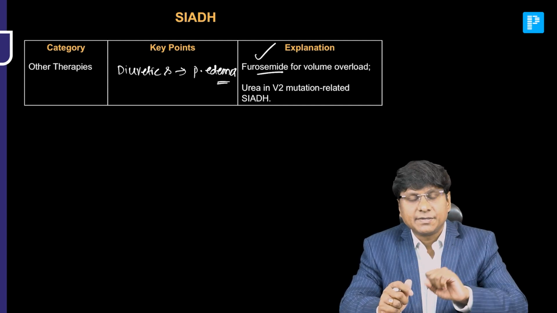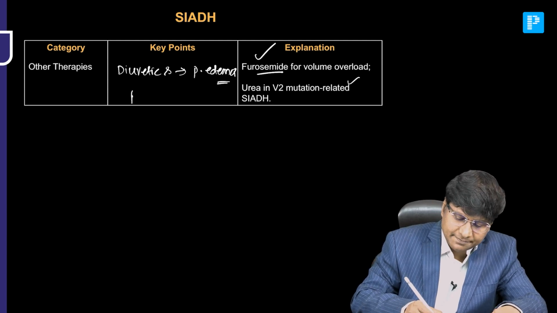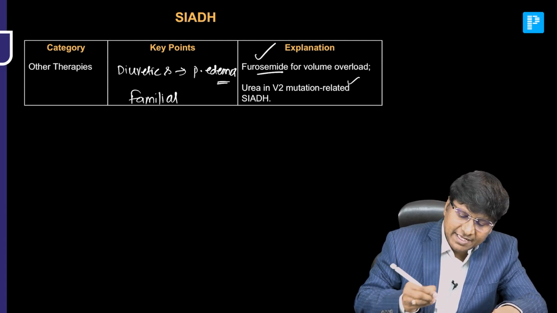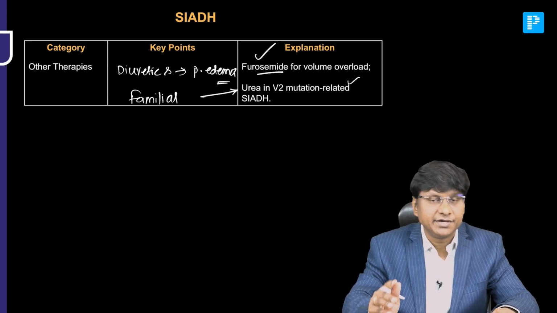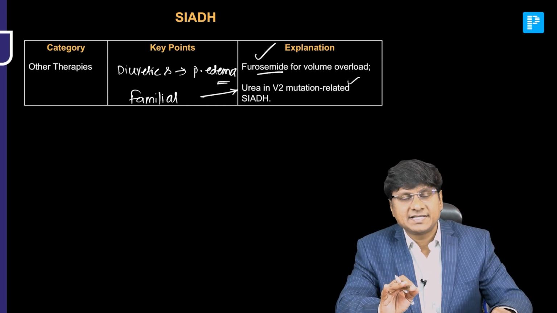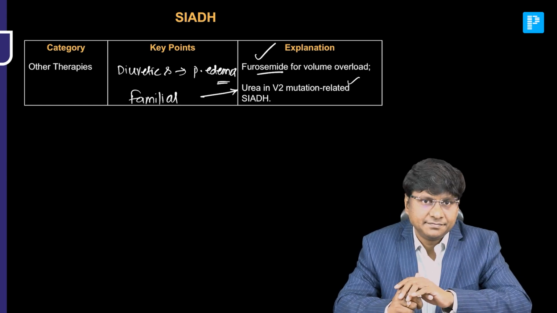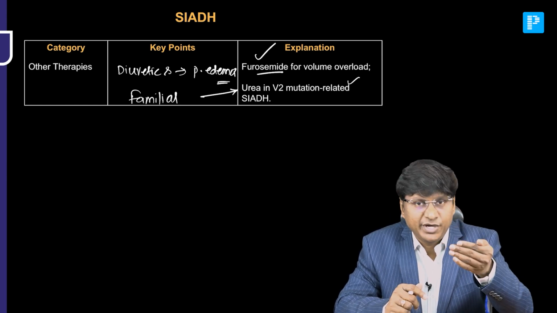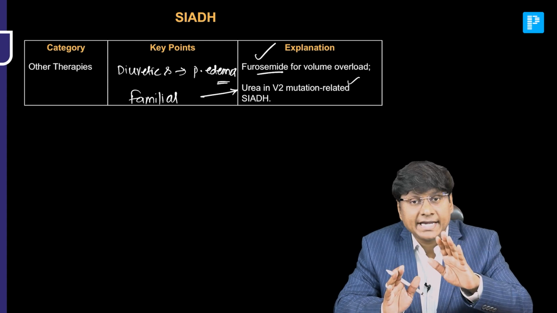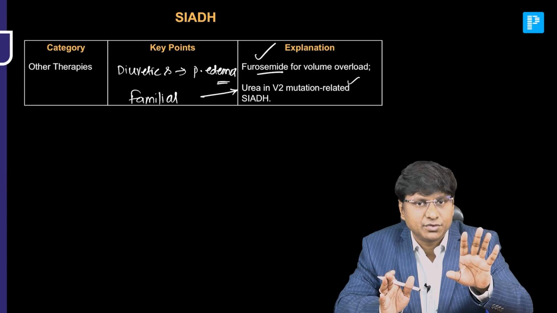Now suppose it is mutation related SIADH, that means the familial forms of SIADH, you need to give urea. In the familial form, as I just discussed, there is a gain of function mutation in the V2 receptor. As such, there is no active increase in the ADH. It is only a gain of function mutation of the V2 receptor.